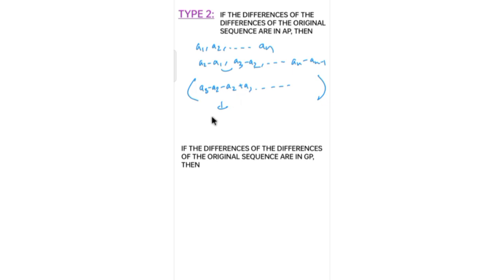So for this, what could be the Tn? Tn is A into (n minus 1) into (n minus 2) into (n minus 3) plus B of (n minus 1) into (n minus 2) plus C of (n minus 1) plus D.